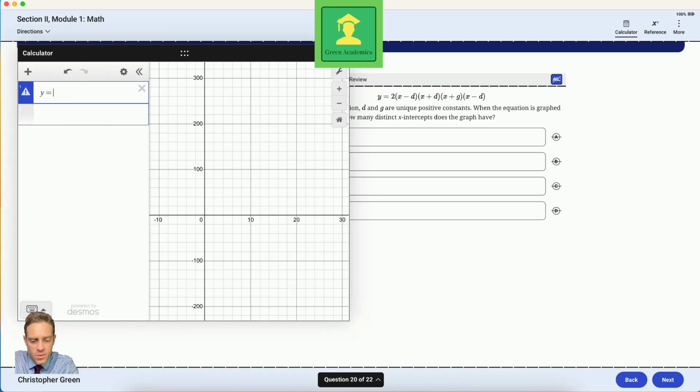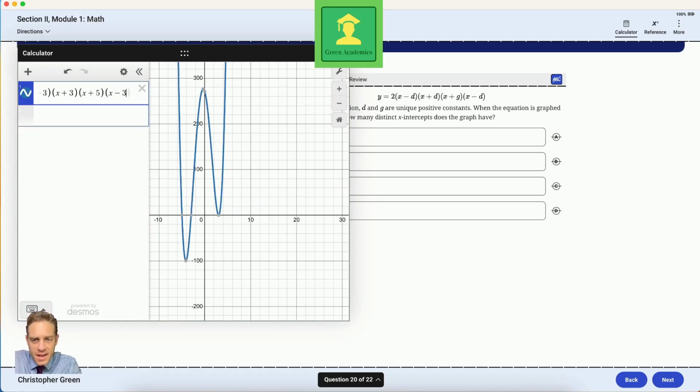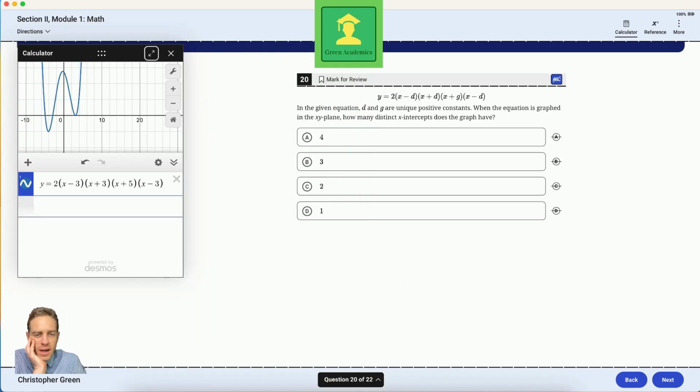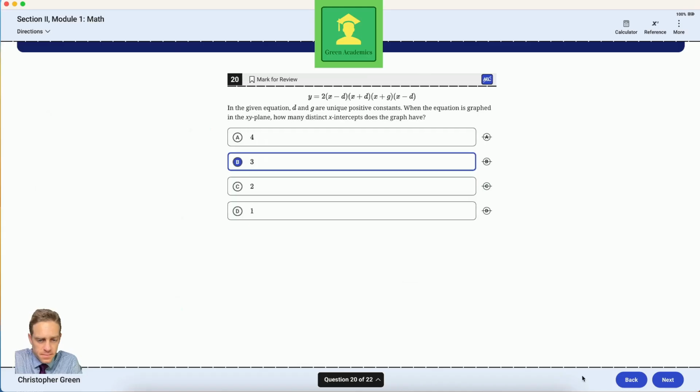So you'd be graphing y equals 2 times (x minus 3) times (x plus 3) times (x plus 5) times (x minus 3). And you could count the number of unique zeros as 1, 2, 3. 3 is the answer. Probably more helpful general explanation is that the different things that would make the respective parentheses units equal to 0 are D or negative D or negative G. And then, of course, the last paren and the first paren are effectively repeating. So the answer is 3.